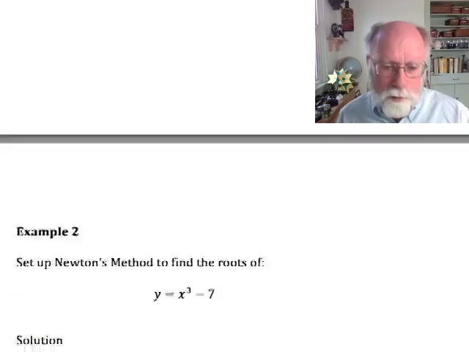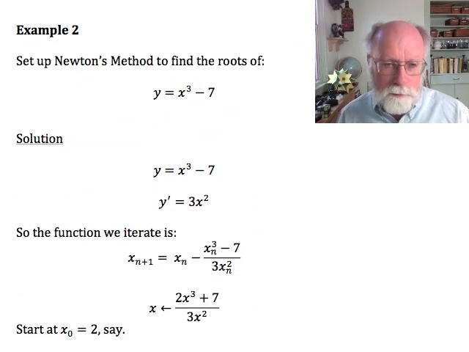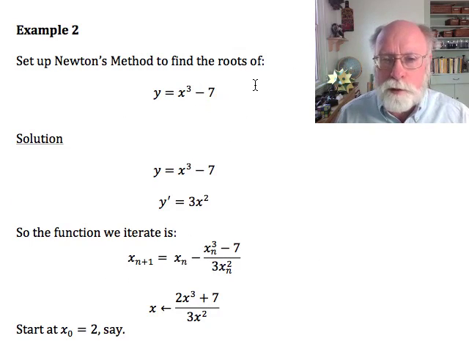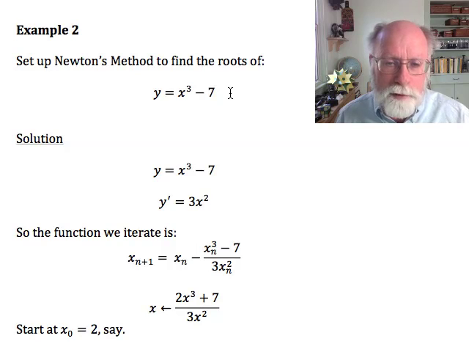I'll do one more example just quickly here. Suppose we take the equation y equals x cubed minus 7, and we ask for the root. So that's going to be the cube root of 7. We're trying to approximate, find a value for the cube root of 7. y is x cubed minus 7. y prime is 3x squared.